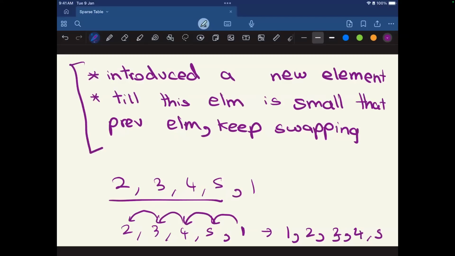Yes, I've not gotten to the problem yet, Ankita. All right, I'm just explaining how sorting works, and then I will show you how we can use this in our problem.